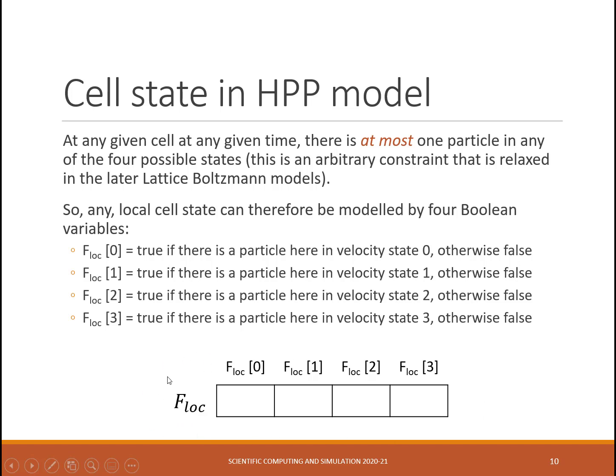f0 is true if there is a particle in the cell in velocity state 0, otherwise false. f1 is set to true if there is a particle here in velocity state 1, otherwise it's set to false. Similarly, f2 and f3 are set to true if there is a particle in the cell in velocity state 2 or state 3 respectively.